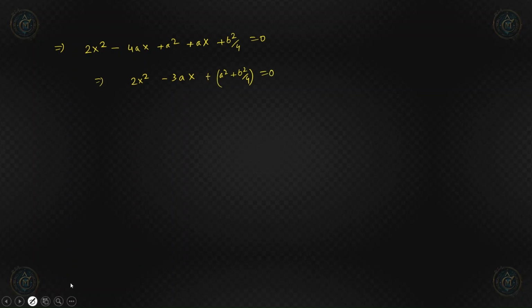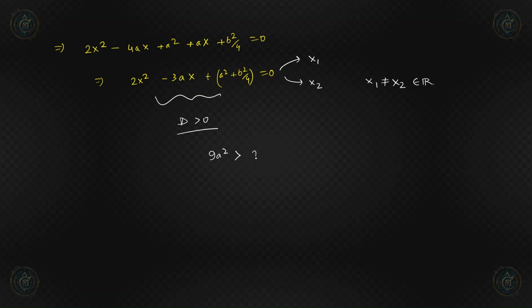Now this is a quadratic equation in capital X, whose roots are X1 and X2, such that X1 is not equal to X2 and both are real. So the discriminant must be greater than 0, right? So we have the discriminant 9a squared should be greater than 8 times (a squared plus b squared by 4). That means a squared is greater than 2b squared.